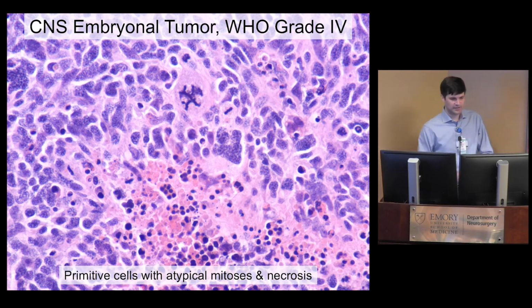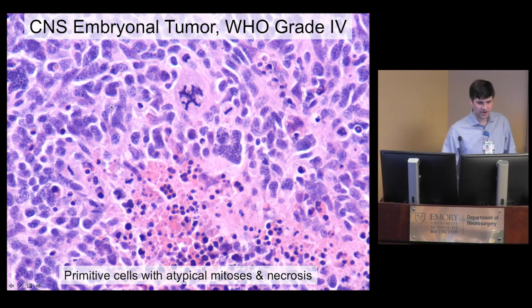So in general, embryonal tumors elsewhere will have a similar appearance, primitive appearing nuclei, very dark, very hyperchromatic nuclei. Oftentimes they will show some necrosis, this pink granular stuff with nuclear debris is necrosis. And then you'll see atypical mitotic figures. It'll be frankly malignant.